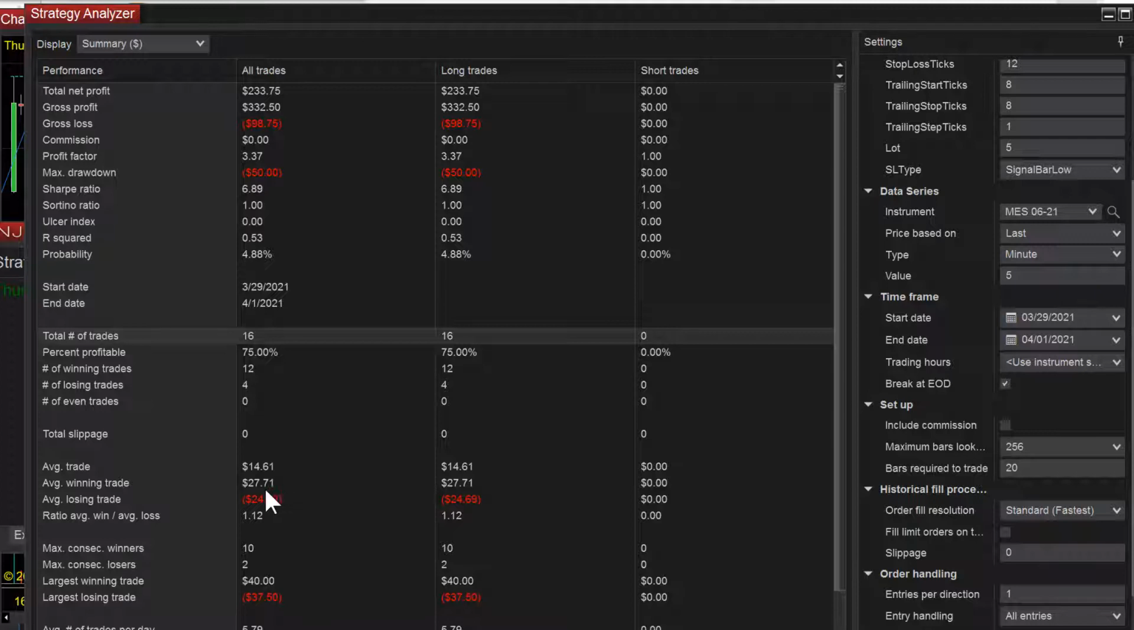Average winning trade was 14. Average losing trades very small. That's what you like to keep. The profit factor of 337 is pretty good. That's pretty good.